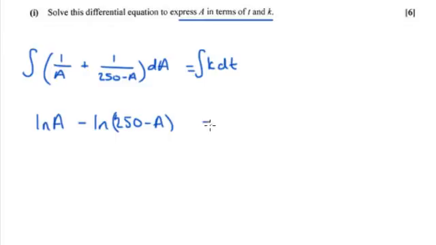That is then going to equal kt, and I'm going to put my plus c on this side. I could put it on either side. I'm going to have it over this side. It doesn't matter either way. It will end up being the same value for all of us, no matter where we put it.